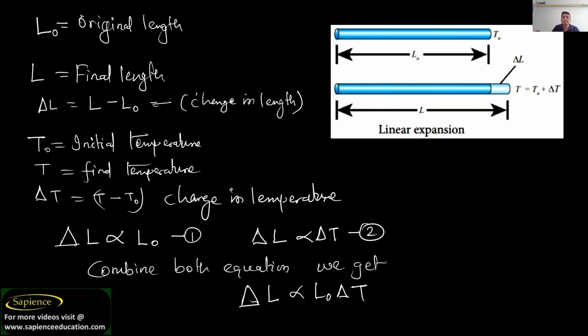Now let us derive some of the formulas so that we will be able to figure out and solve some of the numericals. Step by step you go. First of all, let L naught be the original length of the object. This is your original length in the blue color. So this is the original length, that is L naught. Now after application of heat, what will happen?